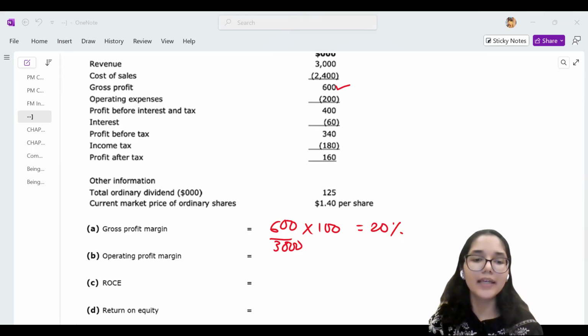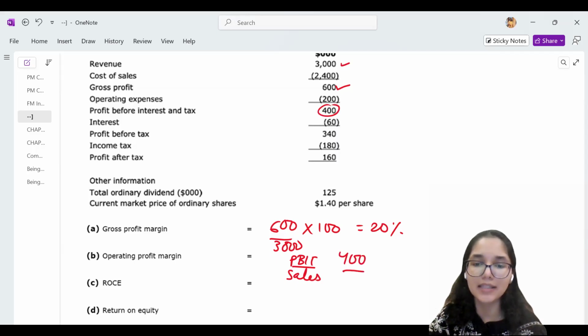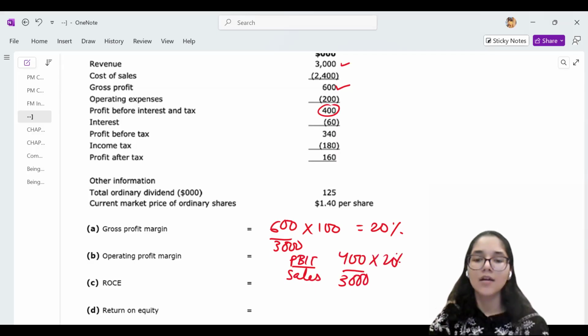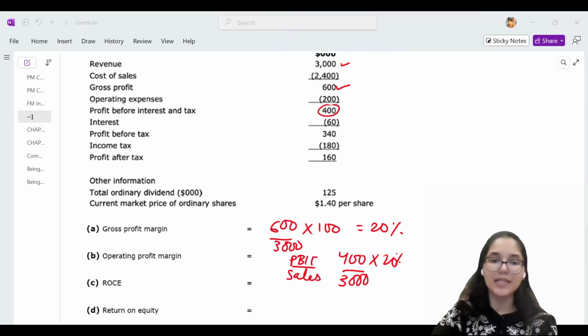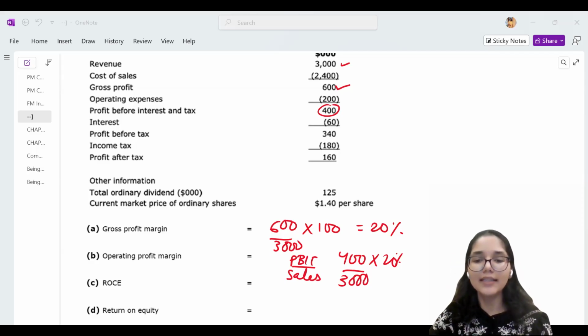How will we do the working? Operating profit margin, we are supposed to take the operating profit or the PBIT and divide that by the sales. PBIT is directly given to us, 400. So 400 divided by the sales, which is 3000, into 100. Solve this. How much is this going to be numerically? 13.3%.